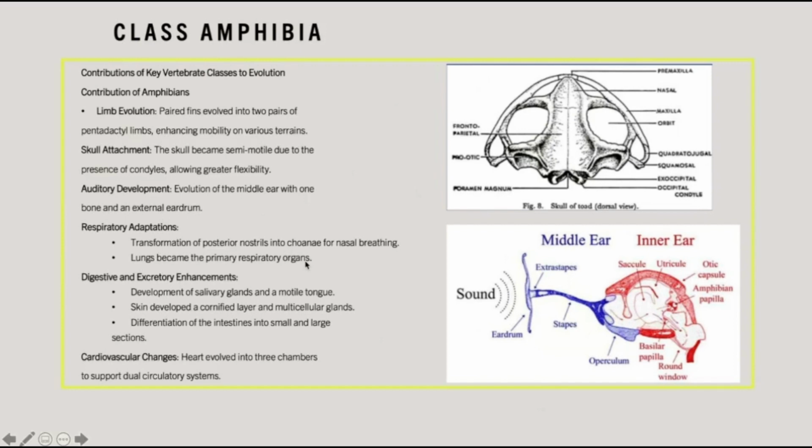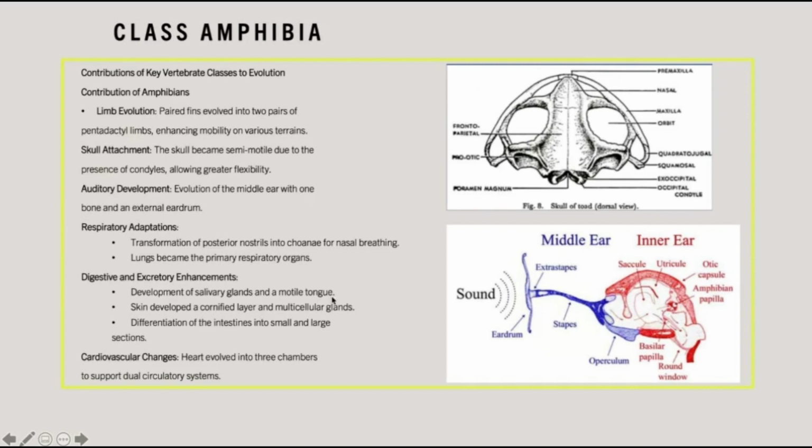And the lungs in the amphibians became the primary respiratory organs. When amphibians, frogs for example, go from being tadpoles, the larval stage, through metamorphosis and become adult frogs, they then only use their lungs. They don't have gills because they don't really need them. But as larvae, they may still have them, okay?